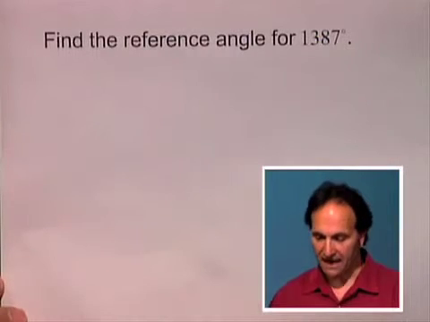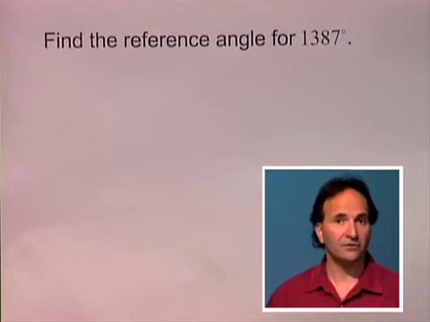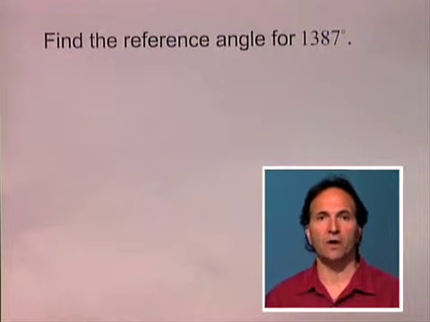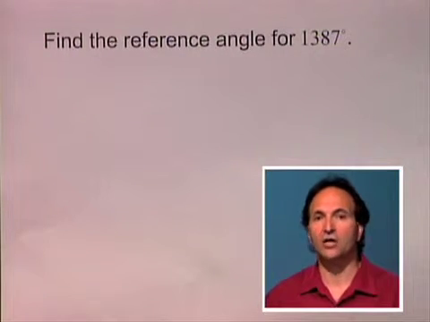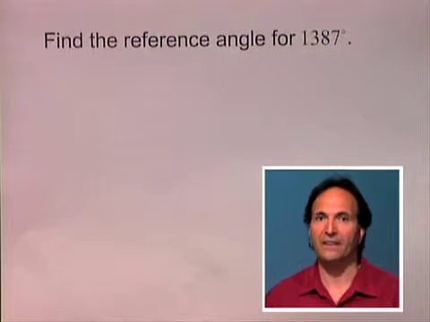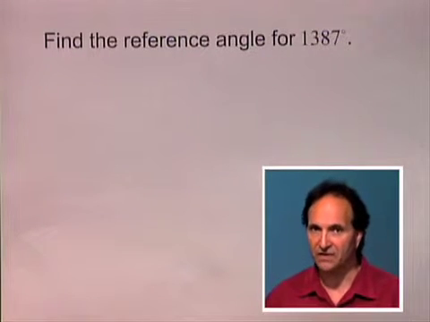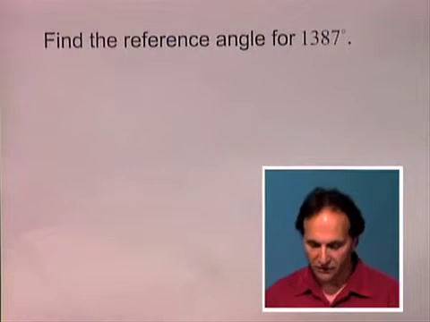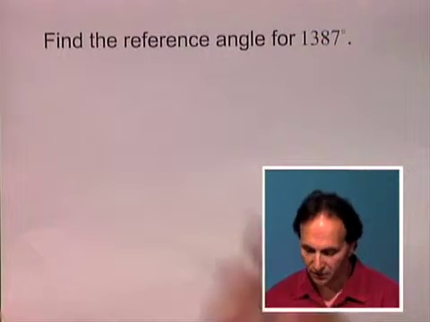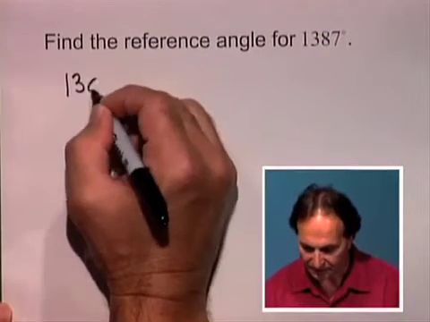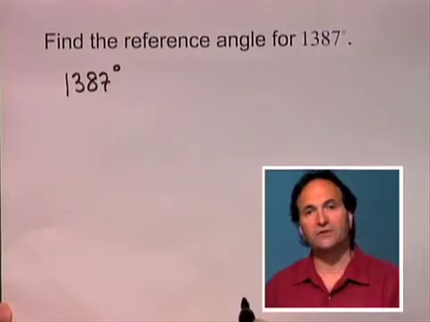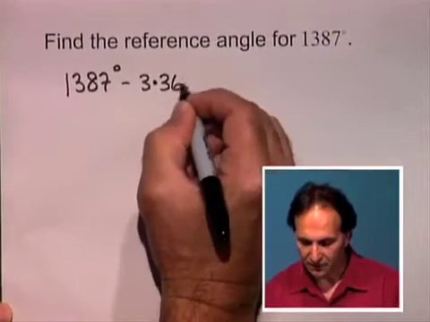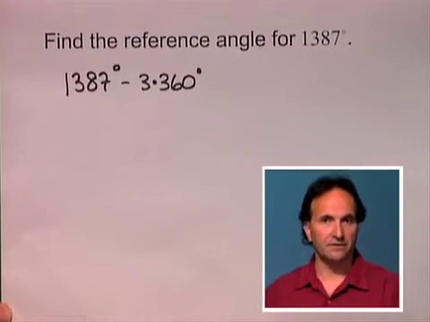Let's do another calculation. Find the reference angle for 1,387 degrees. Now with this, the first thing we'd want to do is to determine a coterminal angle that's between 0 and 360 with that angle of 1,387. So in this case, what we would want to do is subtract from the 1,387 degrees 3 times 360 degrees.